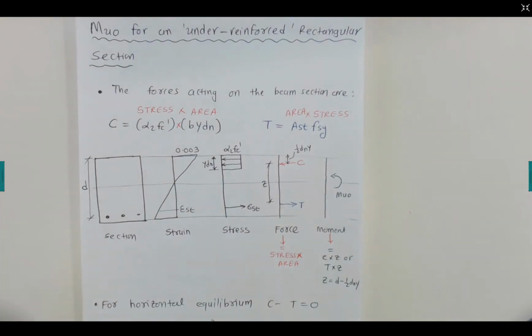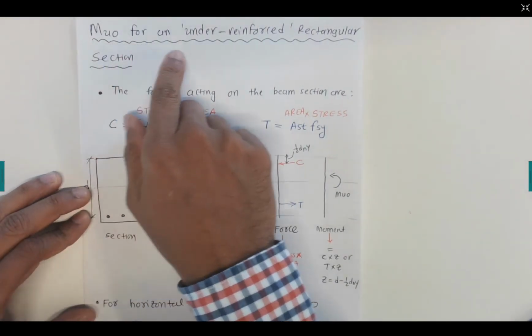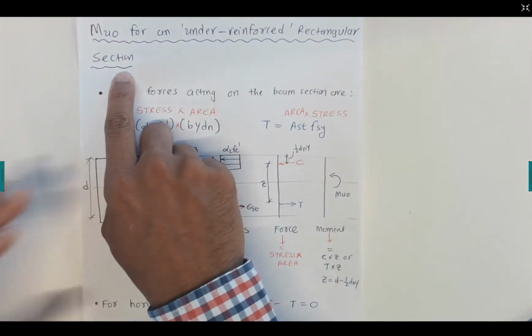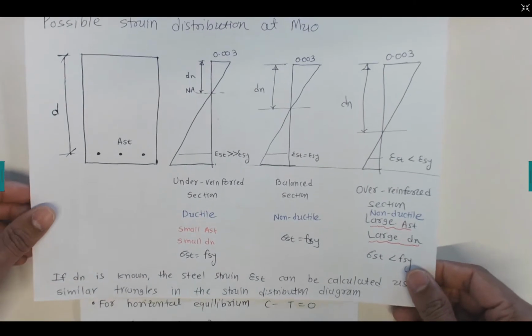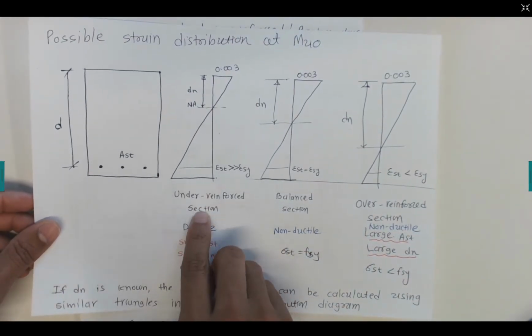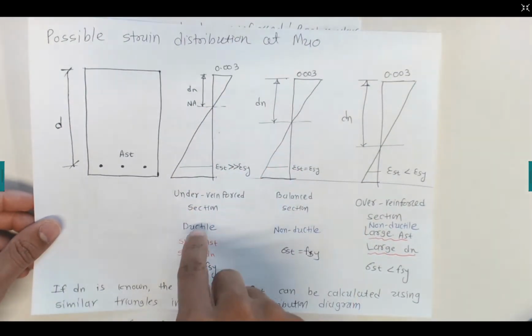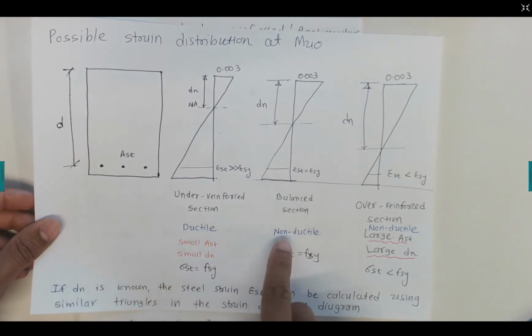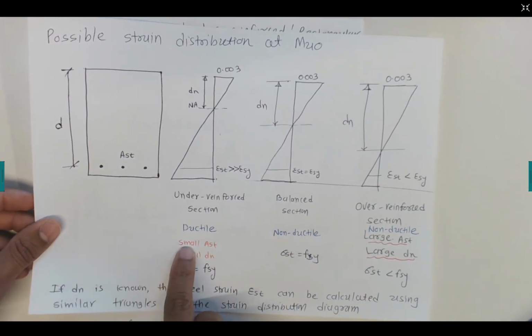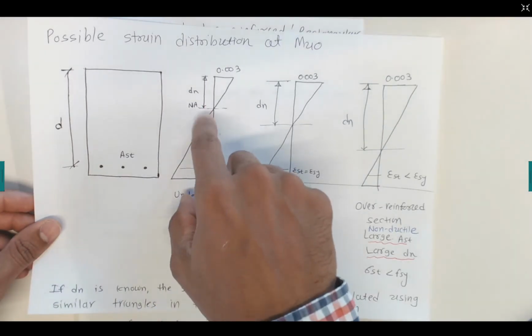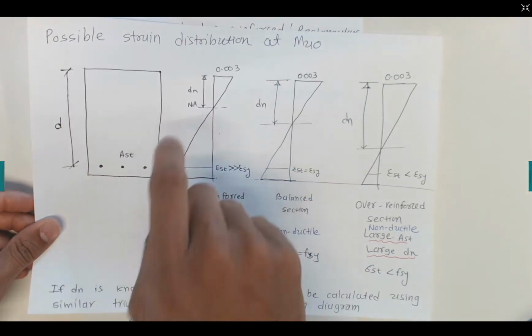This video explains the calculation of moment capacity for under reinforced rectangular sections of the beam. In the previous video, we looked at the strain distribution of the under reinforced section. So we are focusing on the calculation because it's a ductile behavior. We are not focusing on those strain distributions. We are focusing on this strain distribution. So we just need to find the moment capacity of these under reinforced sections.